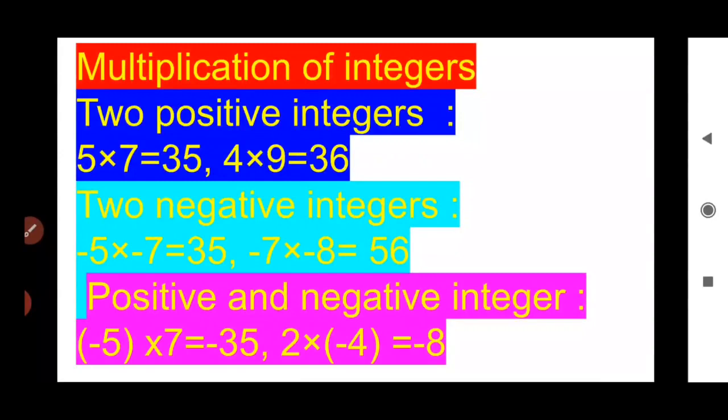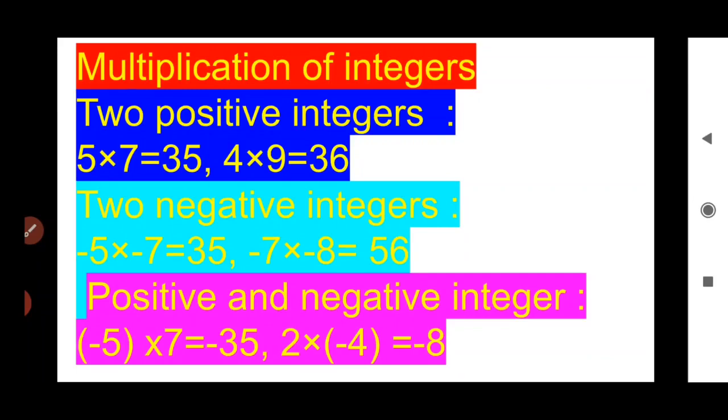In Grade 6 we learned about the multiplication of integers, some rules. The multiplication of two positive integers, 5 into 7 equal to 35, 4 into 9 equal to 36, is always a positive integer. Plus into plus equal to plus. The multiplication of two negative integers is also positive, because minus into minus equal to plus.